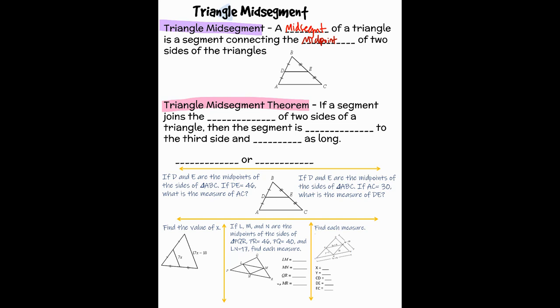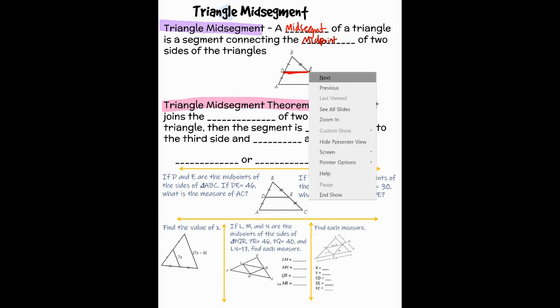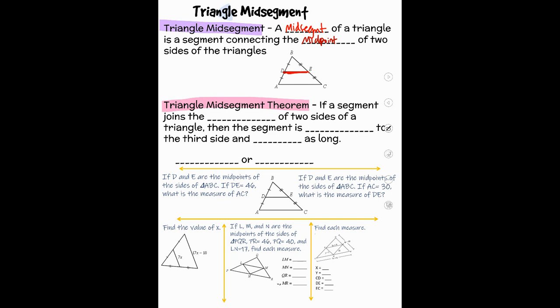So we have triangle ABC, and you can see here that DE is our midsegment, and it is connecting the two midpoints of AB and BC. So D is our midpoint of AB, which means that these two lines are congruent. E is our midpoint of BC, meaning these two lines are congruent.